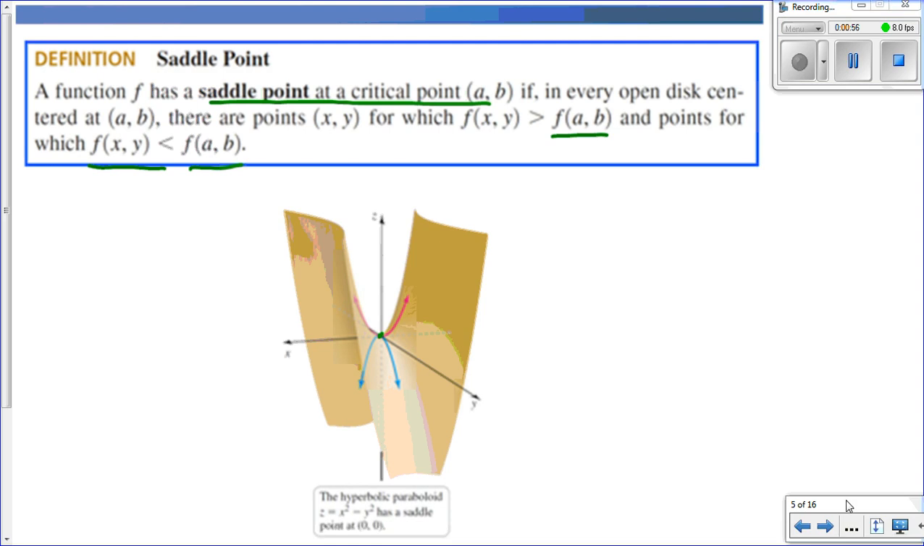Now, we had a similar behavior back in Calculus 1. If you remember the function y equals x cubed, at the origin the derivative was 0, but there was neither a maximum nor a minimum at that point. If you took an interval around x equals 0, you had points that were higher than the y value here, and you had some points that were lower. So it's a very similar idea when you have a function with just one independent variable.